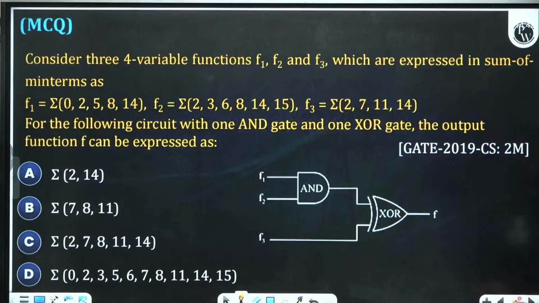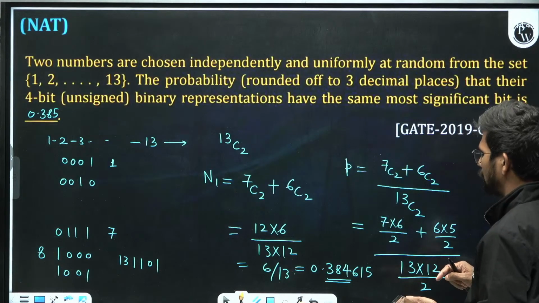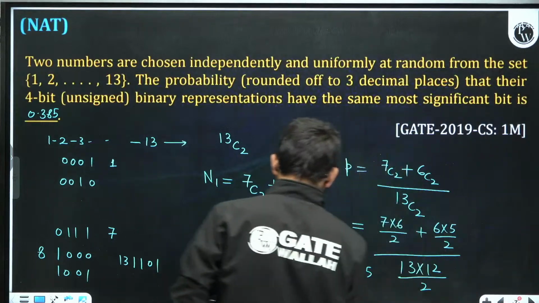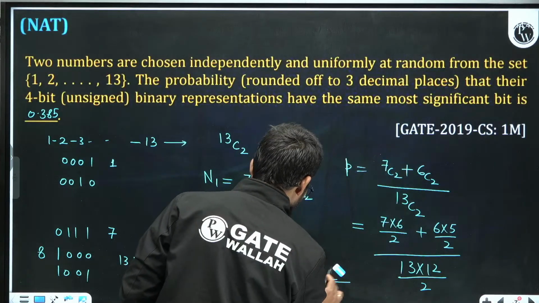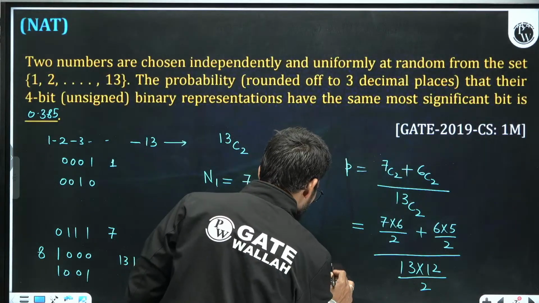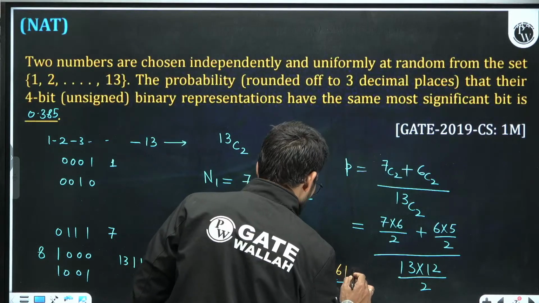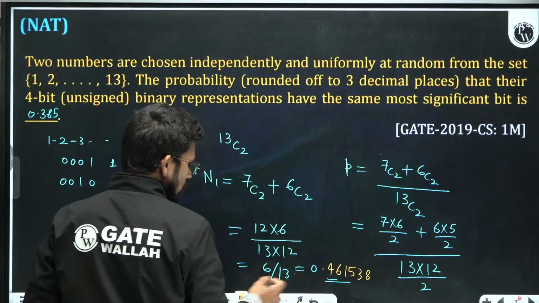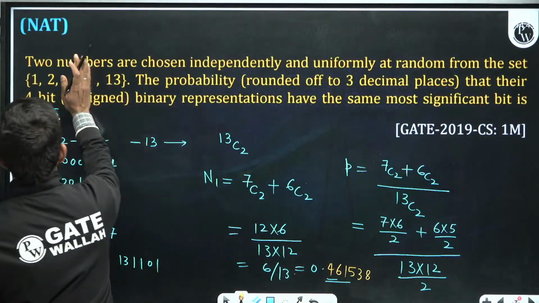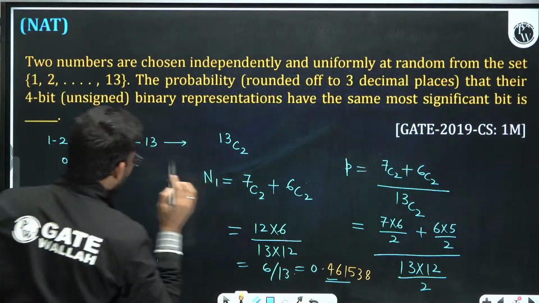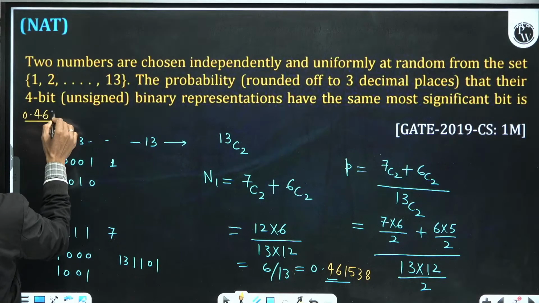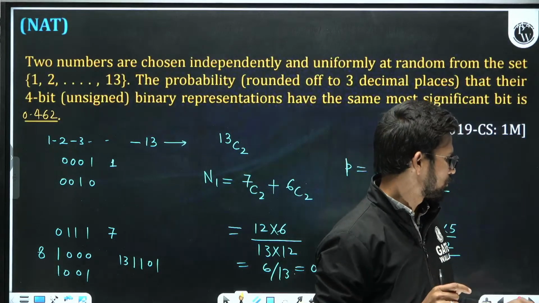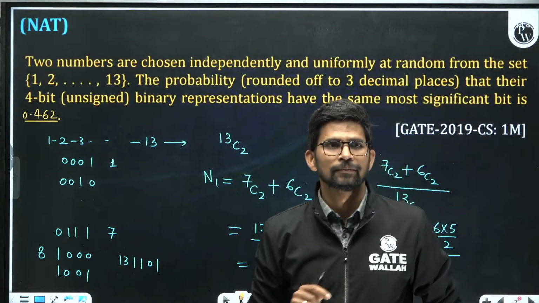What I have calculated, answer is 6 by 13. Sorry, 6 by 13. It is 0.461538. In calci, I had put 5 divided by 13, that's why 0.384 was coming. Up to 3 decimal places, it will be 0.462.